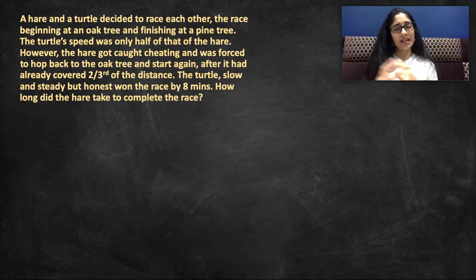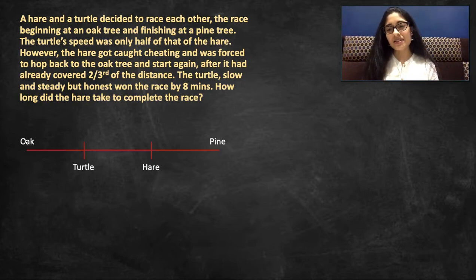Now this looks like a complex question, but it's very simple if we try to represent it nicely. So let's see this diagram. Starting from oak to pine, let's say the hare has already covered two-thirds of the distance. So I've divided the total distance into 3 parts. The hare is already at two-thirds of the distance. We know the speed of the turtle is half. So the turtle must be at one-third of the distance at that time.